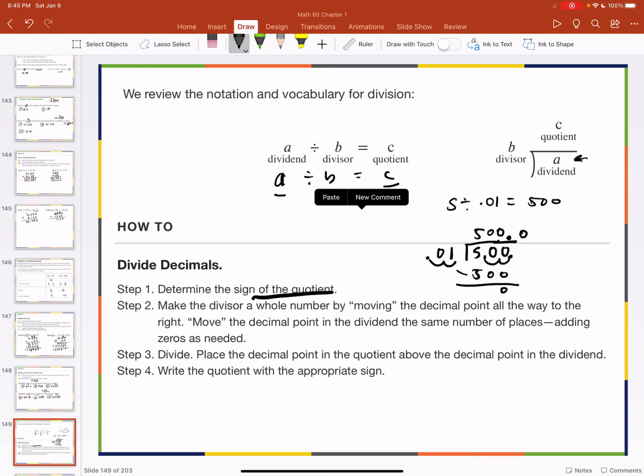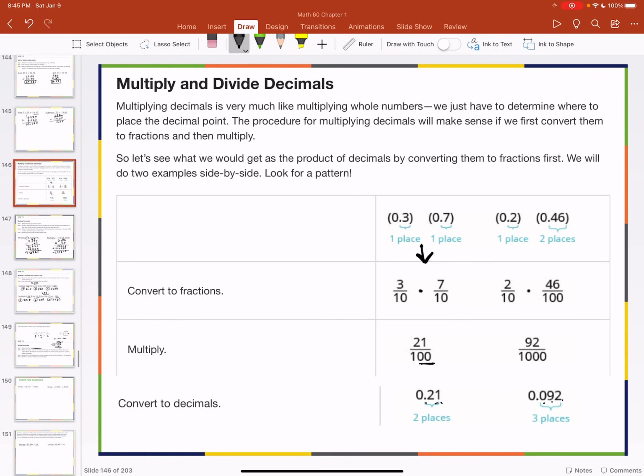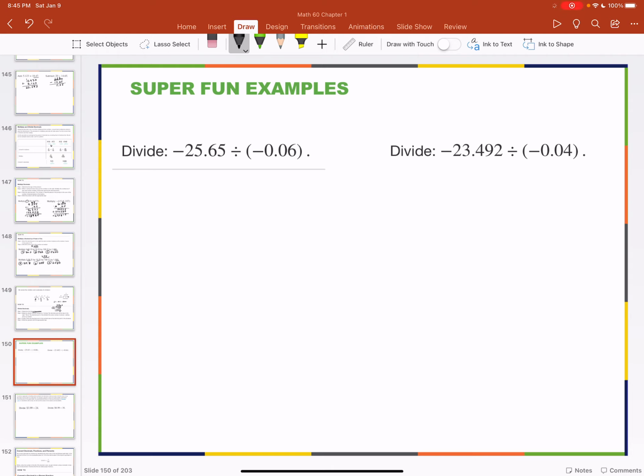Okay. Let's see what else. In general, wait, I think I went too far. So let's do some super fun examples. Let's say we're dividing 25.65 by negative 0.06, both negative. But I know a negative divided by a negative is going to be positive, so I'm just going to write it this way. Similarly, I need to move the decimal 2 places for it to become a whole number on the outside, and I have to do the same thing on the inside. Then I bring that up, and that's my decimal point.